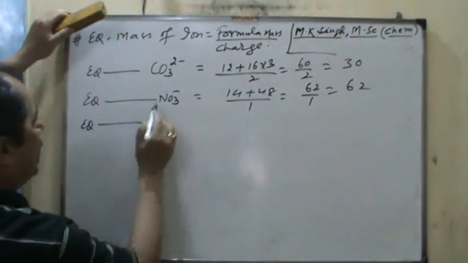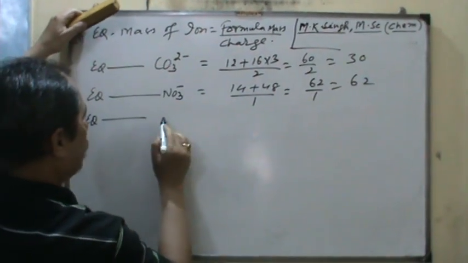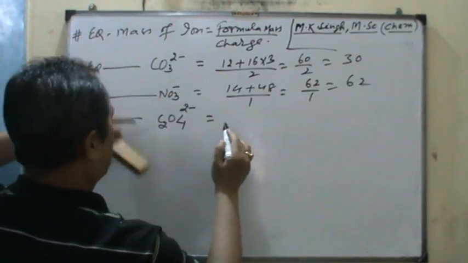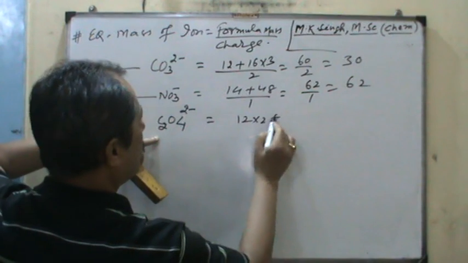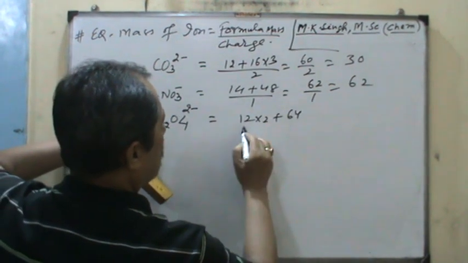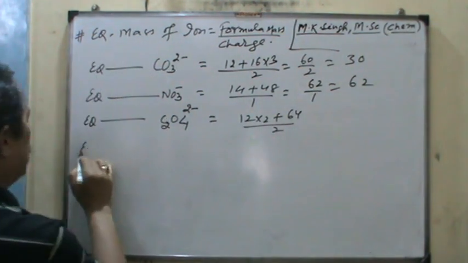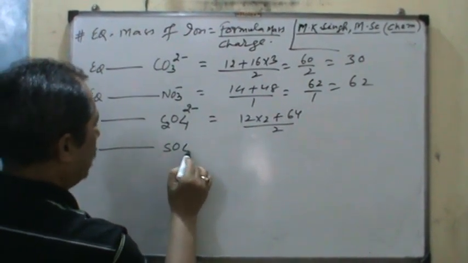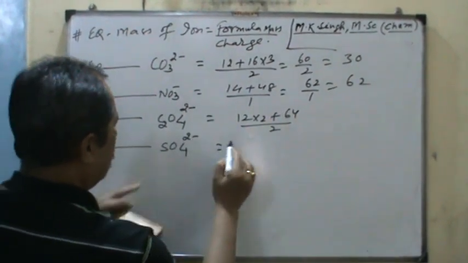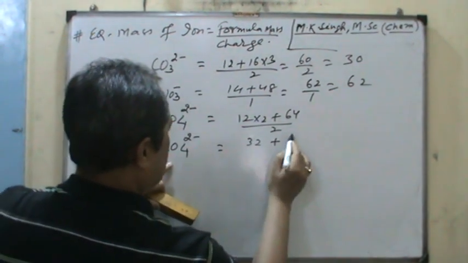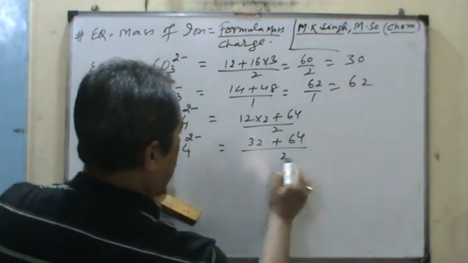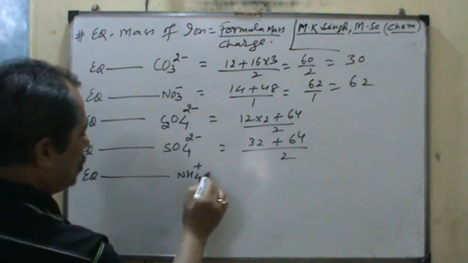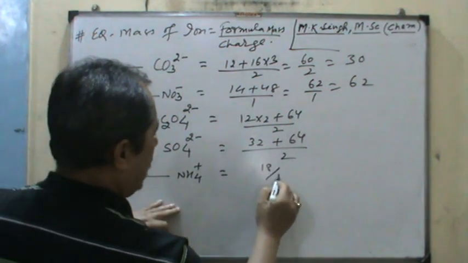Equivalent mass of oxalate ion, C2O4 2 negative. So 12 into 2 plus 64 divided by 2. Equivalent mass of sulfate ion, 2 negative: 32 plus 64 divided by 2. Equivalent mass of NH4 positive. This is 18 by 1.